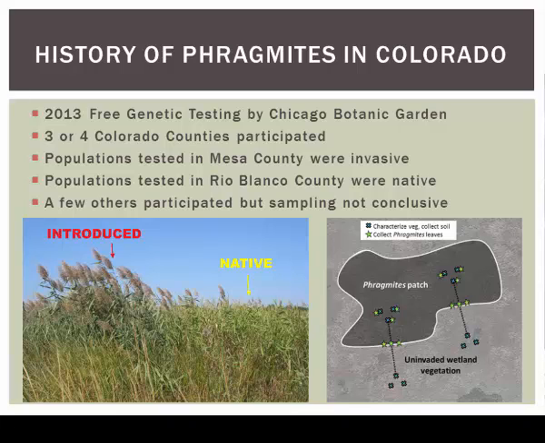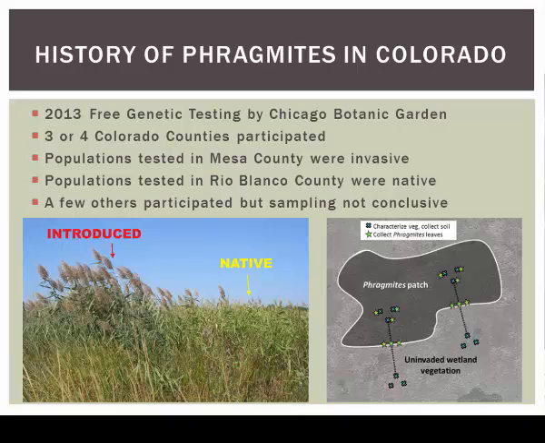Okay, so after we listed it on our watch list, we actually were approached by the Chicago Botanic Gardens, or an email was forwarded to us. I'm not sure exactly how it got to us, but they were offering free genetic testing for Phragmites, and they had kind of this complicated sampling design, which we were really at the tail end of the study, so we only had about 3 or 4 counties able to participate. It was also pretty complicated.